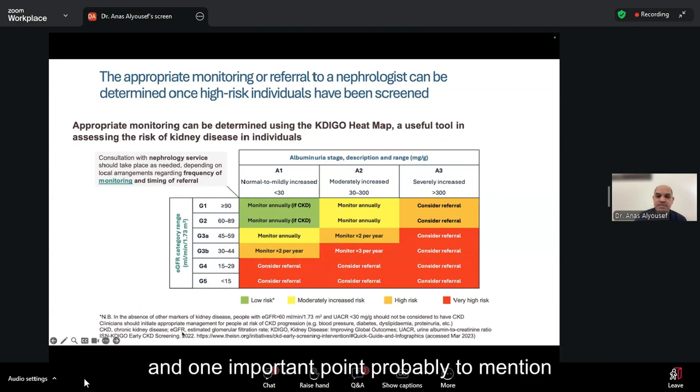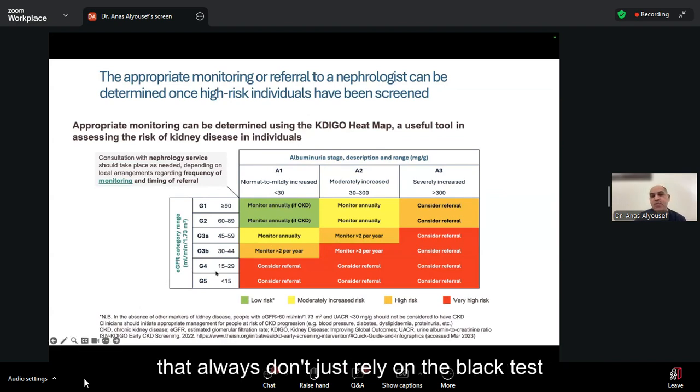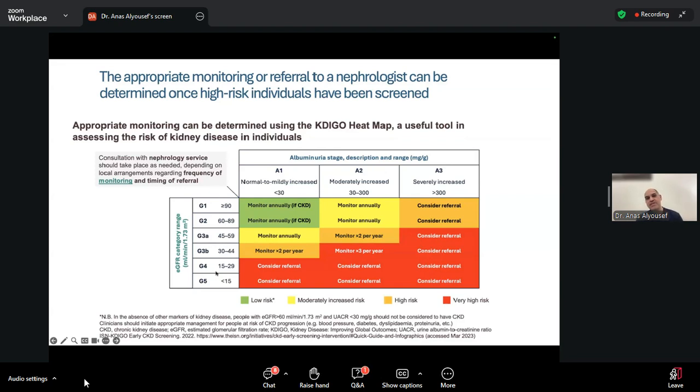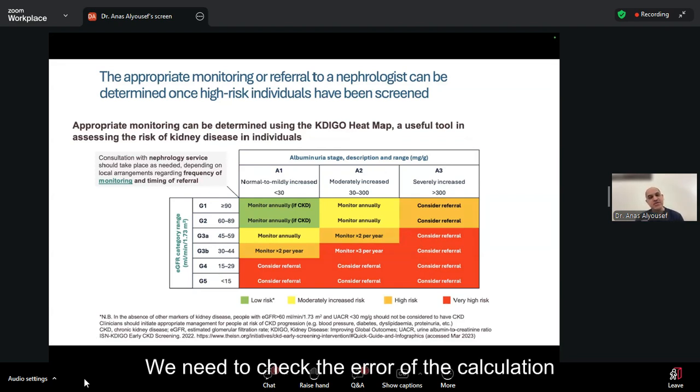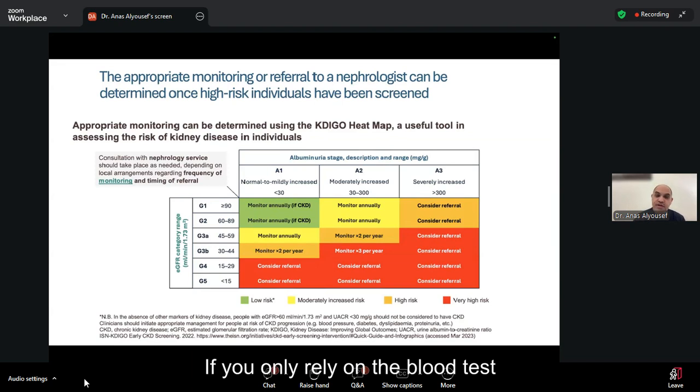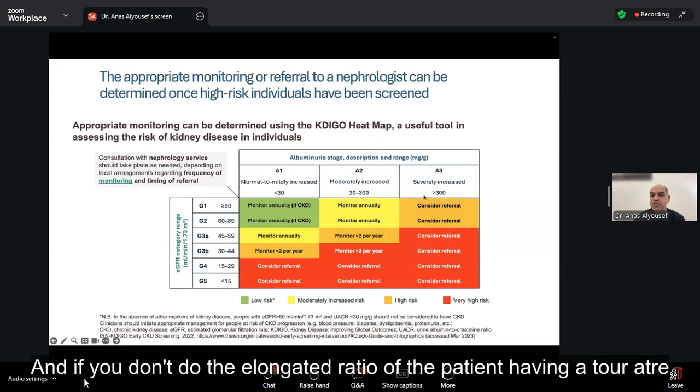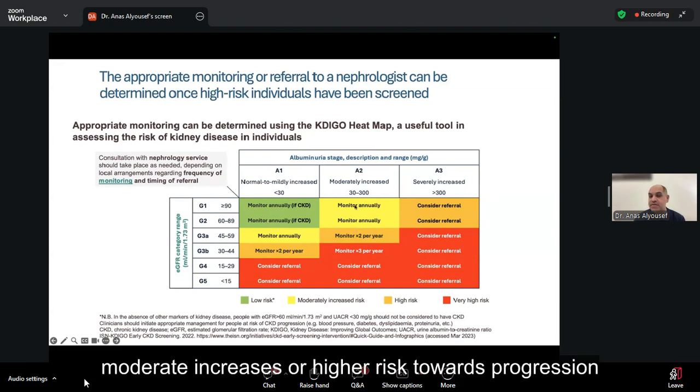And one important point, probably I mentioned that always don't just rely on the blood test. We need the urine test. We need to check the urine albumin creatinine ratio. If you only rely on the blood test, probably you can miss these 2 groups. So if the eGFR cut point more than 60 is normal, and if you don't do the albumin creatinine ratio, if the patient having A2 or A3, they are at moderate increased risk or high risk toward progression.